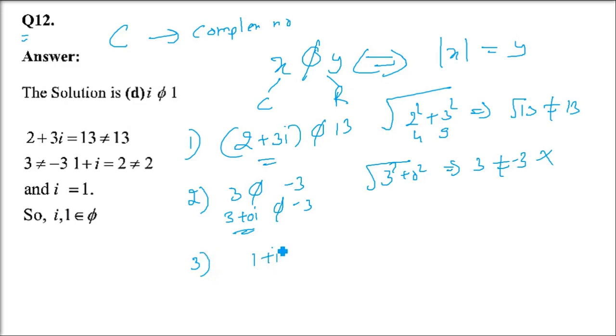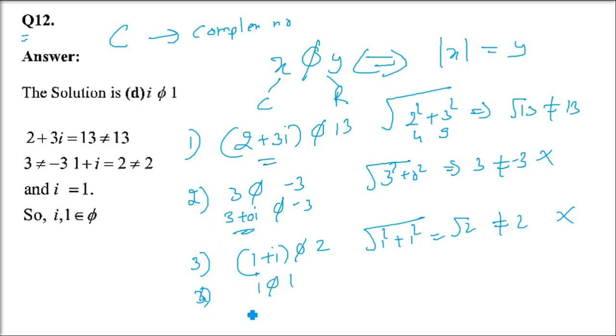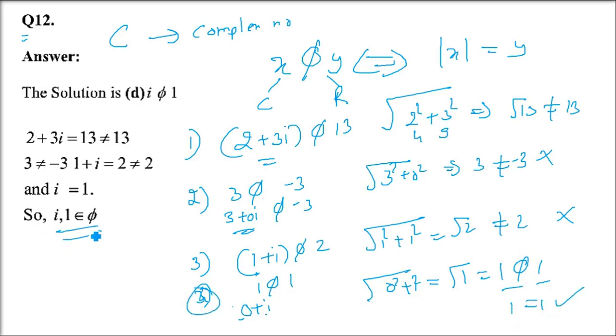Third one, 1 plus i R 2. This is the square root of 1 squared plus 1 squared, so you get root 2, and root 2 is not equal to 2. So this also fails. Fourth one is only i. i can be written as 0 plus i, so you take 0 from here and 1 from here: 0 squared plus 1 squared, the square root of 1, which is 1. So 1 is equal to 1, and this is true. The fourth is the correct answer. D is the correct answer.